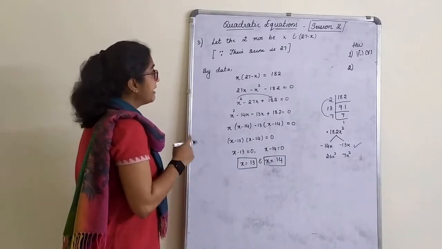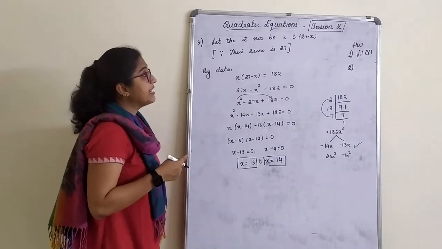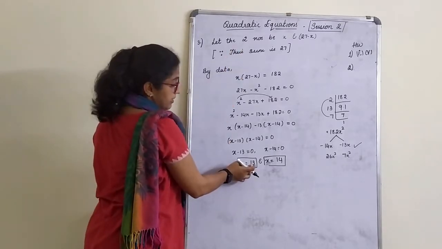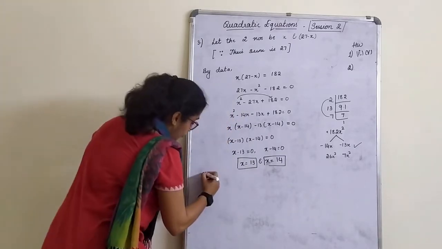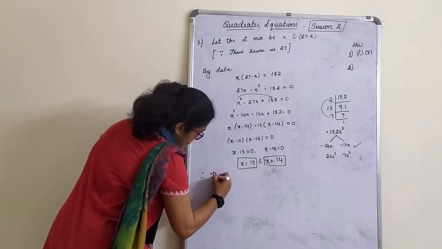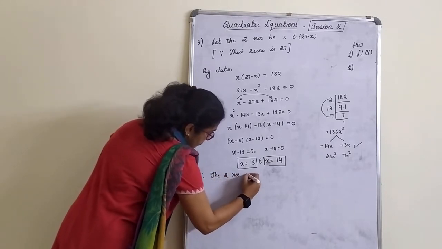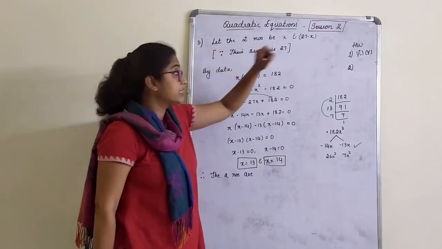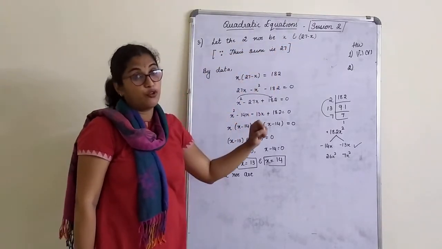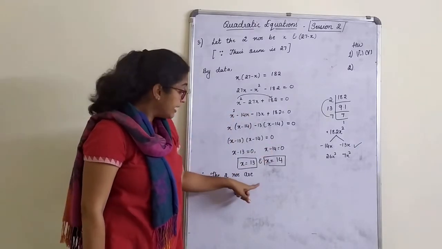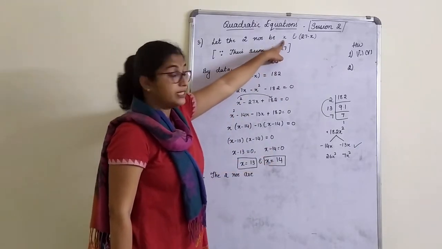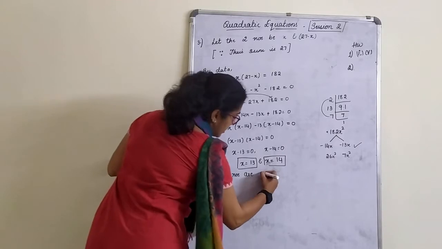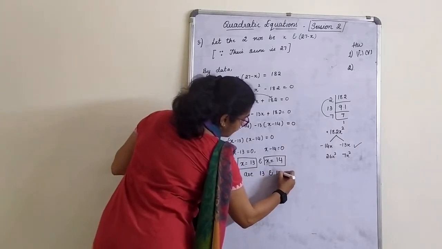Now, just see here. If the first number is 13, what will be the second number? 27 minus 14 if I give, what will come? The same thing. 27 minus 13 if I give, I will get 14. Therefore, the two numbers are, even if you substitute here, just assume that I have taken x as 13. 27 minus 13, what do you get? 14. So the numbers are 13 and 14. If I consider this number as 14, then 27 minus 14 you will get 13. Either of the one. Therefore, the two numbers are 13 and 14.